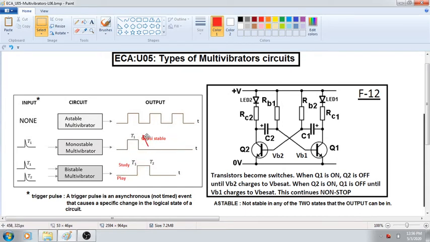Okay. Now quasi-stable will come only in the monostable multivibrator. In the bistable, both states are stable, so nothing like this is quasi or this is quasi. Both are stable. Here both are stable. This is stable, this is stable. To change from this to this, we need to give a trigger pulse. Now you may be wondering, here there are two trigger pulses. Do we give them at two different places? Do we get these trigger pulses at two different places?